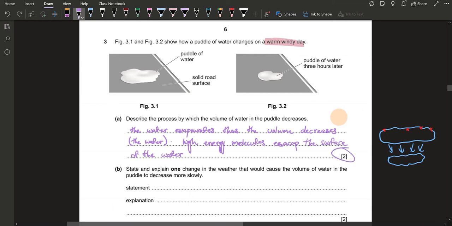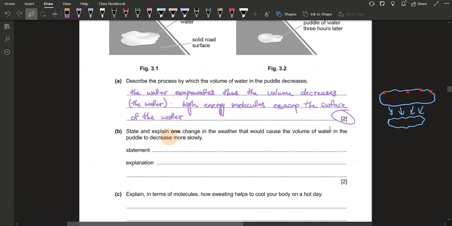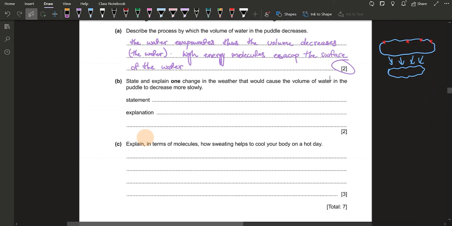Part B says state and explain one change in the weather that would cause the volume of the water in the puddle to decrease more slowly. So what can we do? We know that the rate of evaporation is directly proportional to temperature. So as we increase the temperature, the rate of evaporation will increase. And as we decrease the temperature, the rate of evaporation decreases.